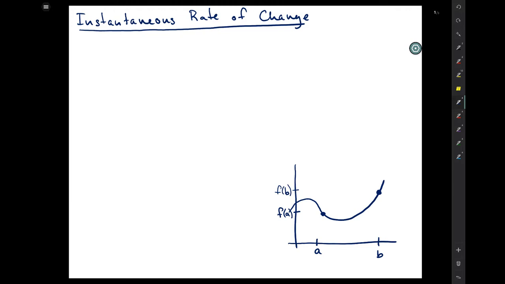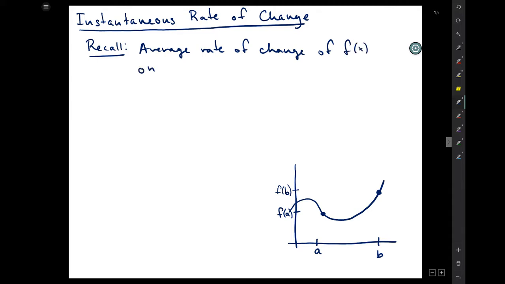So before we talk about instantaneous rate of change, recall that the average rate of change of a function, f of x, on the interval from a to b is defined as f of b minus f of a divided by b minus a.